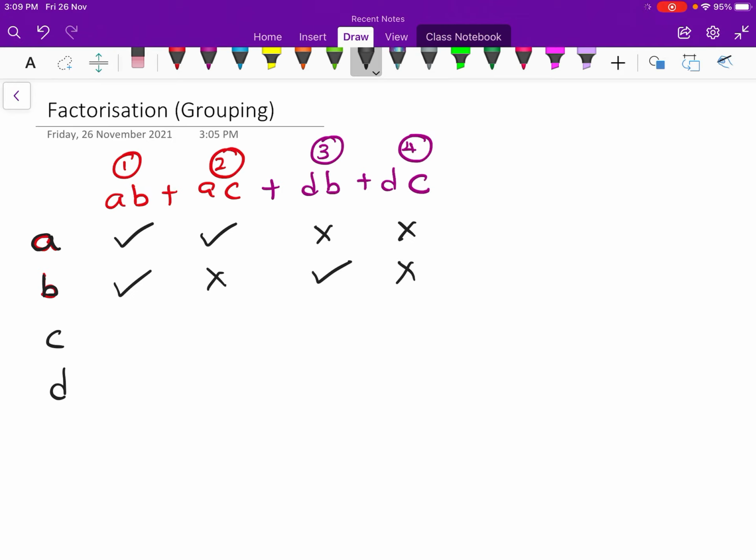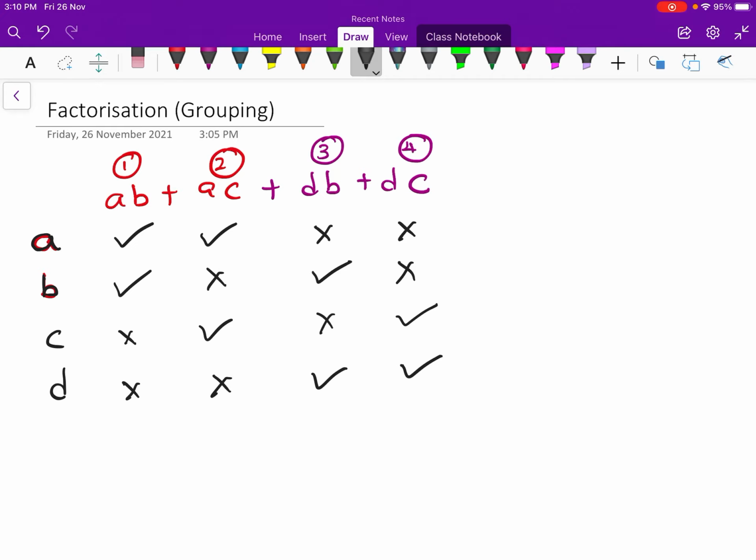Then let's take a look whether there's c. First term, no. Second term, yes. Third term, no. Fourth term, yes. Last but not least, d. First term, no. Second term, no. Third term, yes. Last term, yes. So you can see all the four terms do not have the same thing in common.